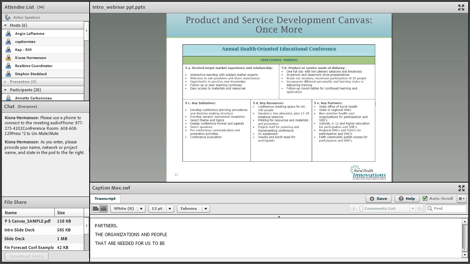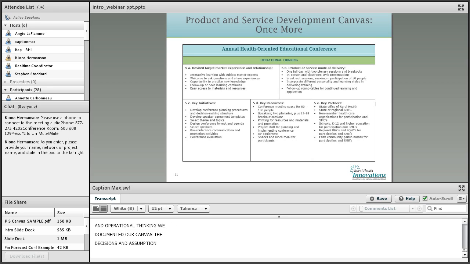We also want to think about key partners, those organizations and people that are needed for us to be successful delivering our service to our target markets. For this sample, we thought of key partners as state offices of rural health, regional AHECs, school systems, and other local clinics and hospitals in the region.